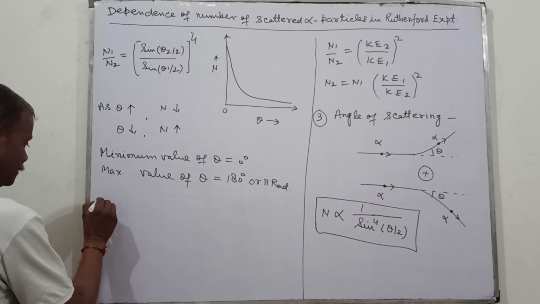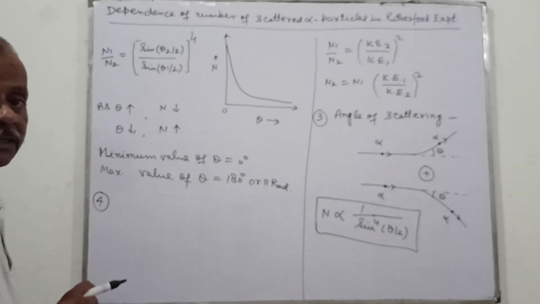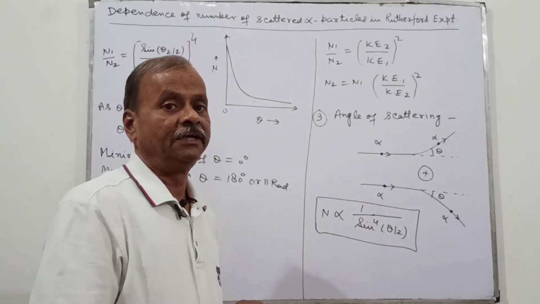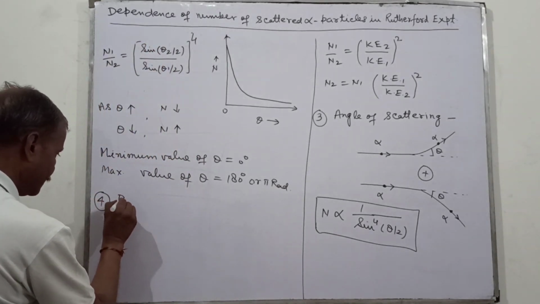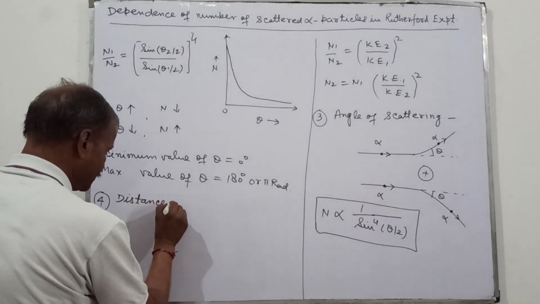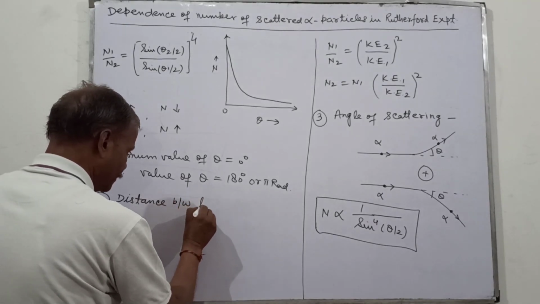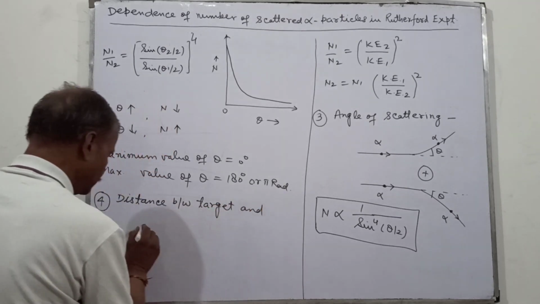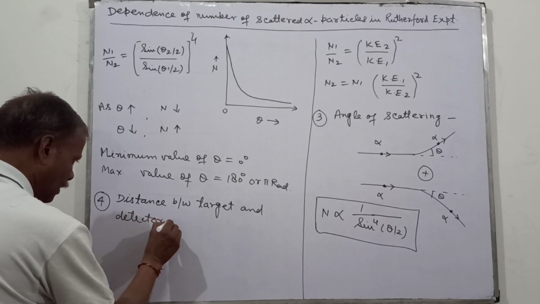Now fourth factor. Fourth factor is the distance of the target from the detector. Distance between target and detector, R.